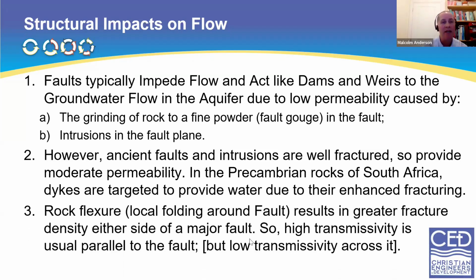Now, the other thing you need to take into account is that faults locally have high transmissivity parallel to the fault on either side. If a flow is trying to get across that fault, the transmissivity and permeability is low because of the intrusions and the fault gouge. But parallel to the fault, the opposite is true, because the flexing that occurs on either side of that fault to accommodate the movement creates a whole load of fractures that create high transmissivity. So essentially that fault acts like a barrier boundary, and then you get enhanced flow parallel to the fault.